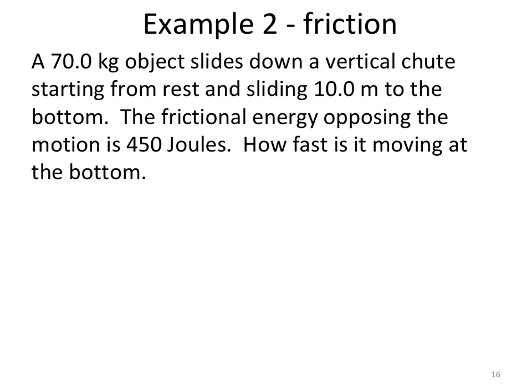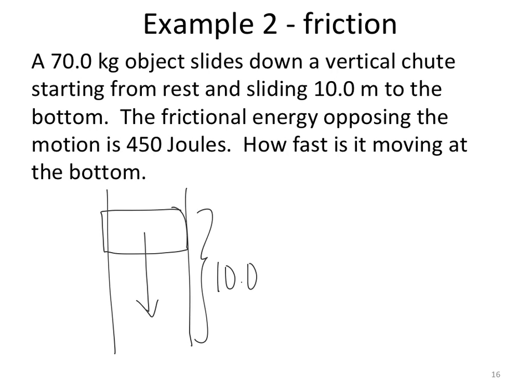All right, we have another one here. We have an object, and it's sliding down a vertical chute, starting from rest, sliding down 10 meters to the bottom. And again, you can do this from a total energy standpoint: net work equals the change in kinetic energy, one half mv squared final minus one half mv squared initial. That first one will work just fine. This is another way to look at that. Some frictional energy will oppose it, and that is 450 joules.